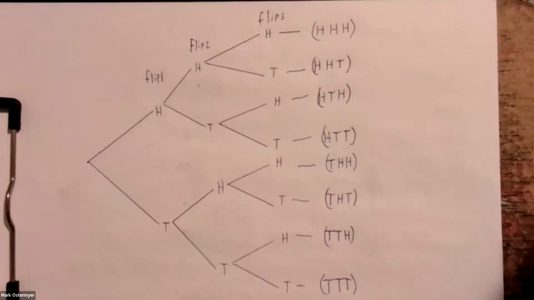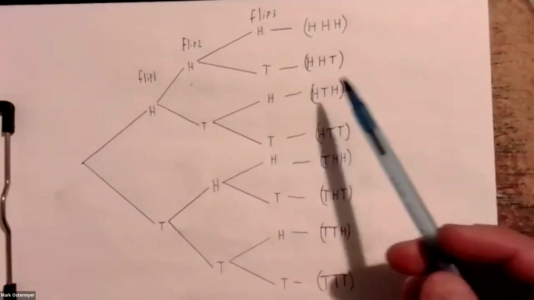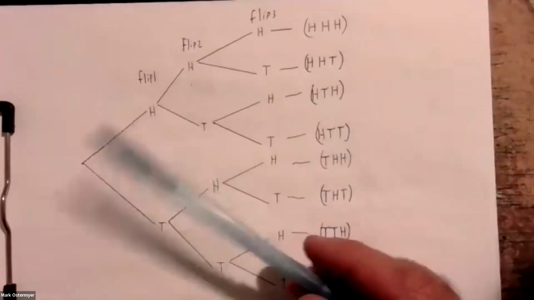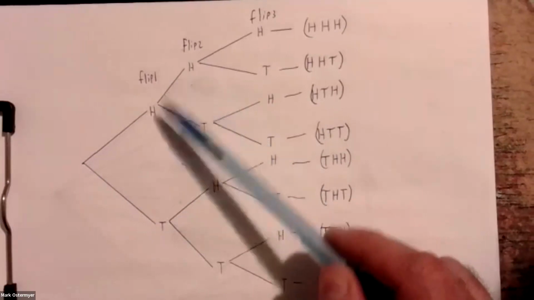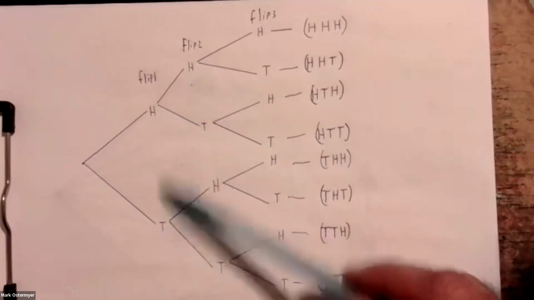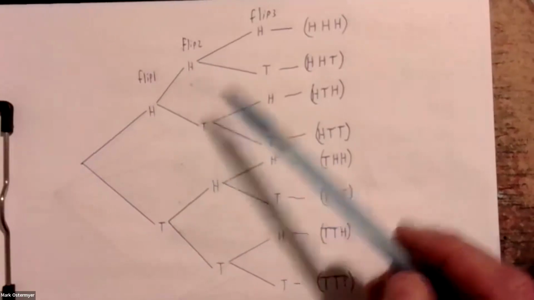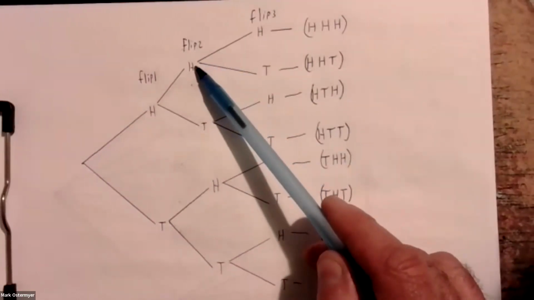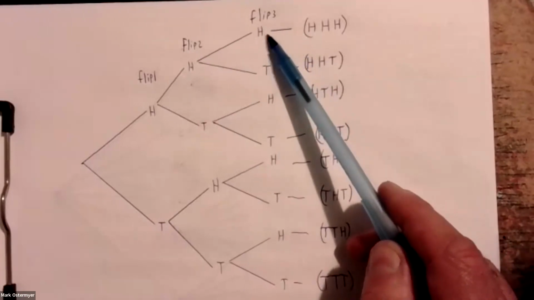All right, so this is the tree structure that represents the outcomes of flipping a coin 3 times. Head or tail for the first flip, and emanating from each of these main branches, there are 2 more branches representing the head or tail on the second flip, and emanating from each of these branches are 2 more branches representing the outcome on the third flip.